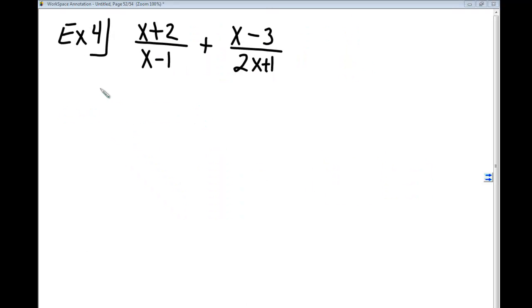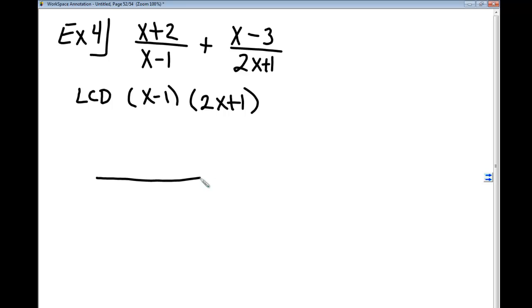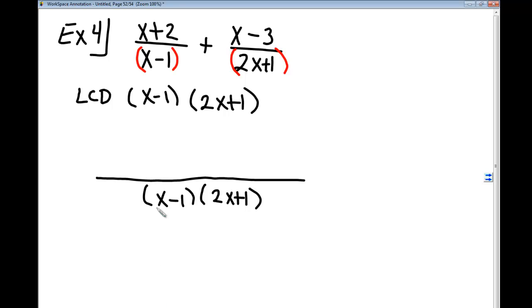Example 4. We can clearly see that the least common denominator is x minus 1 times 2x plus 1. So write that expression in the denominator with a line over it. Now what do I need to make my old denominators look right? In the first rational expression, I need to multiply both top and bottom by 2x plus 1 because that is what is missing. In the second rational expression, I need to multiply both top and bottom by x minus 1. That is what is missing.